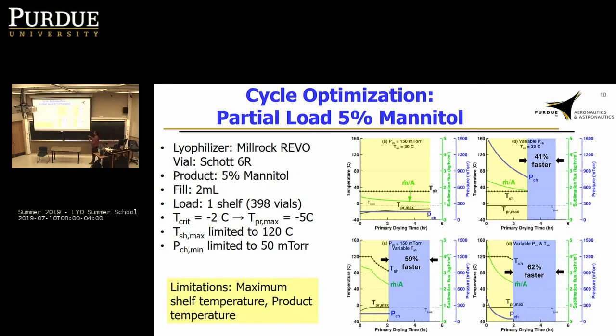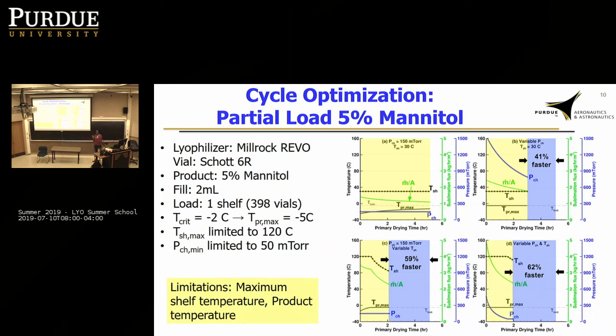So we limit the minimum chamber pressure to 50. So you see, instead of maintaining it at a constant value like it is over there, if you vary this chamber pressure such that your maximum product temperature is always at this limiting value, then you're able to get a faster cycle. So basically what you see here is a varying chamber pressure, and then beyond this point, the most optimal value is actually below 50, but since we're restricting it to 50, it always stays at 50 millitorr. And this shelf temperature stays at 120 for the most part, and then drops.